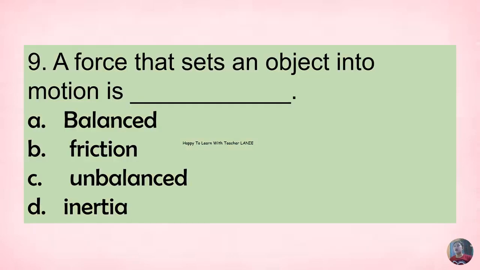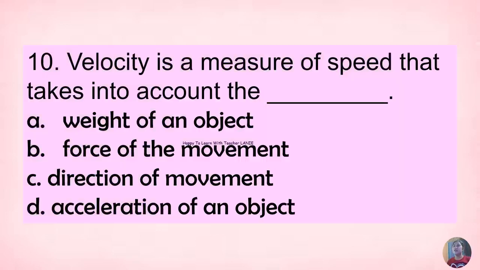Number 9. A force that sets an object into motion is A. Balance, B. Friction, C. Unbalance, D. Inertia. Number 10. Velocity is a measure of speed that takes into account A. Weight of an object, B. Force of the movement, C. Direction of movement, D. Acceleration of an object.